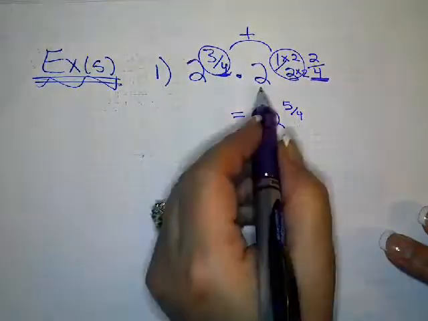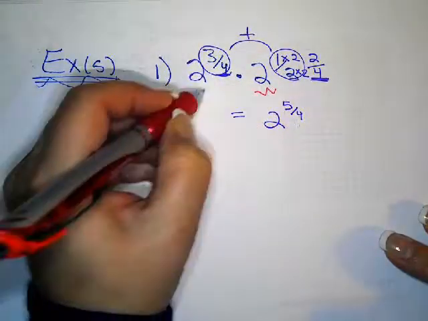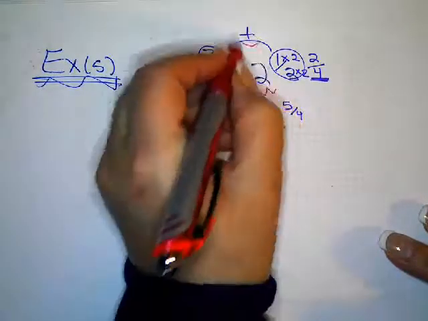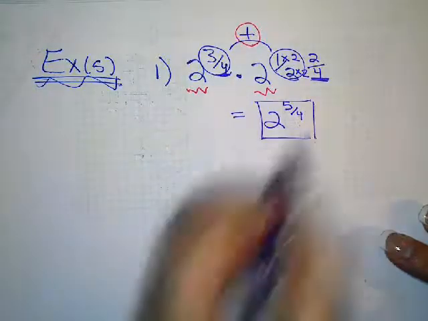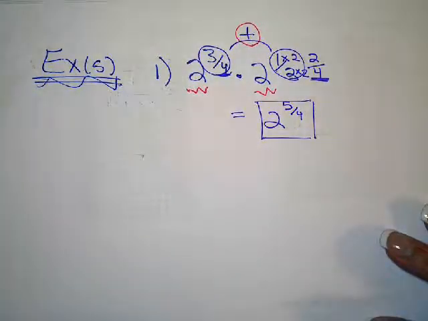So when multiplying and having like bases, remember the 2 is the base, the 2 is the base, we can add the exponents. And yes, we get 2 to the 5/4 power.